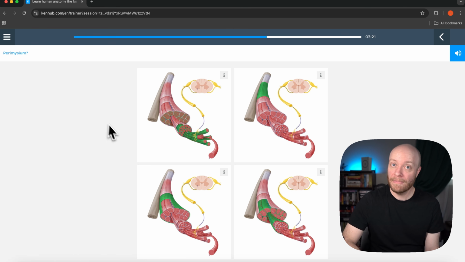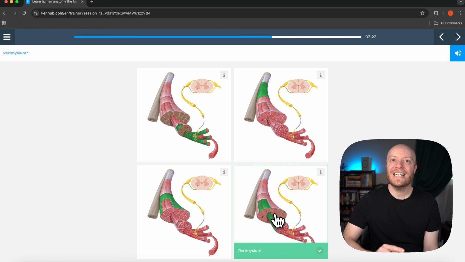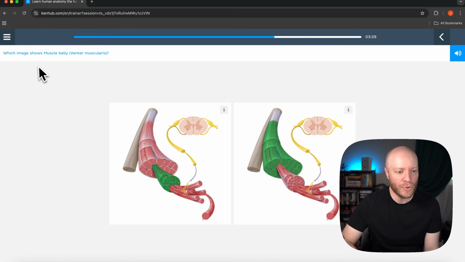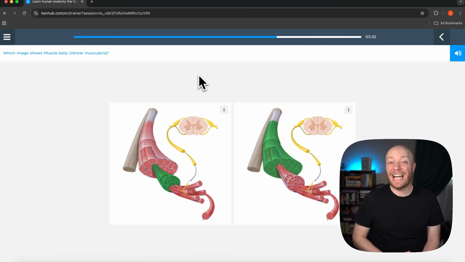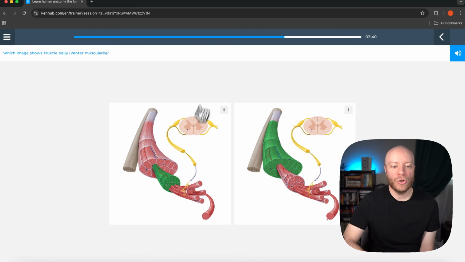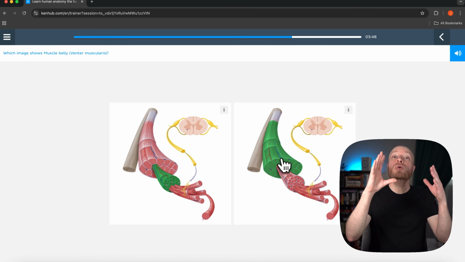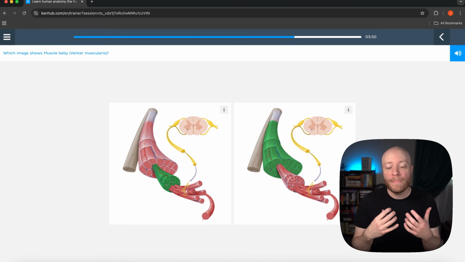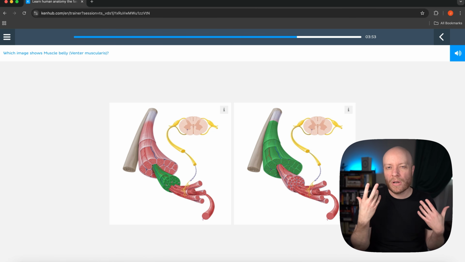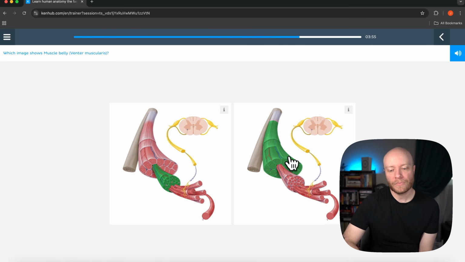All right, now perimysium. It's going to be this one right here, creating the fascicle, made of dense irregular connective tissue. Which image shows the muscle belly? And I really like this. I think it's doing a really good job of showing the similarities between the two, because if you look closely, you're going to see bundles on bundles and bundles on bundles. But the muscle belly is going to be this one right here. It includes everything. Remember, everything that's deep to it is going to be part of that muscle belly. This is really just what you are classically thinking of when you're thinking of a muscle. So that is going to be this one right here.